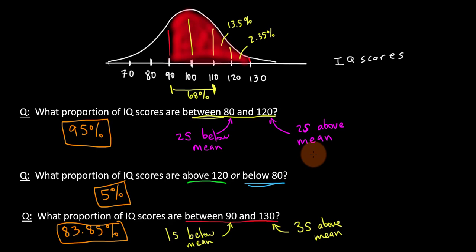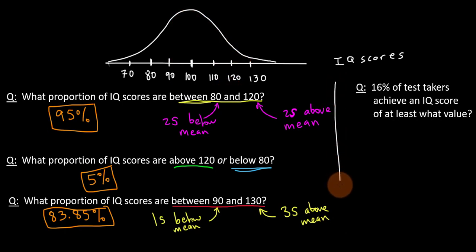Cool. I got one more question for you, and again, I'm going to clear my space here so I can detail the way that I'm working out my answers. All right, I'm running out of space here, but let's see if I can fit this last question up in here. The question is, 16% of test takers achieve an IQ score of at least what value? Okay, so this question is quite a bit different than the previous questions.